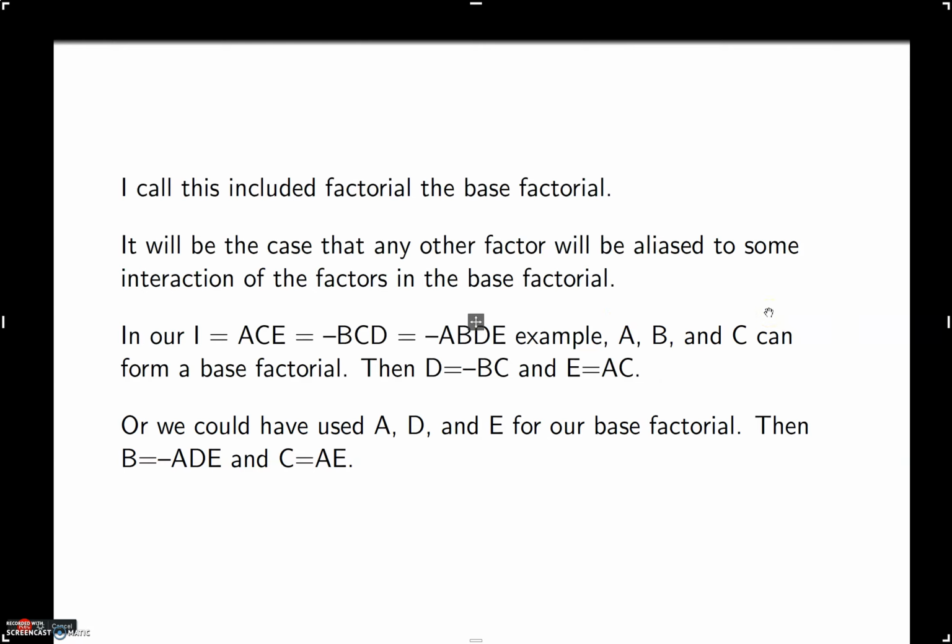Okay, again, think about linear algebra. When you find the basis, you can generate every other component of that matrix based upon some linear combination of that basis. So here A, B, and C can generate the other two main effect terms in the model. Or we could have used A and D and E. Rather than A and B and C, you could have used A and D and E as the base factorial. Then B would be ADE and C would be AE. So see how that works?